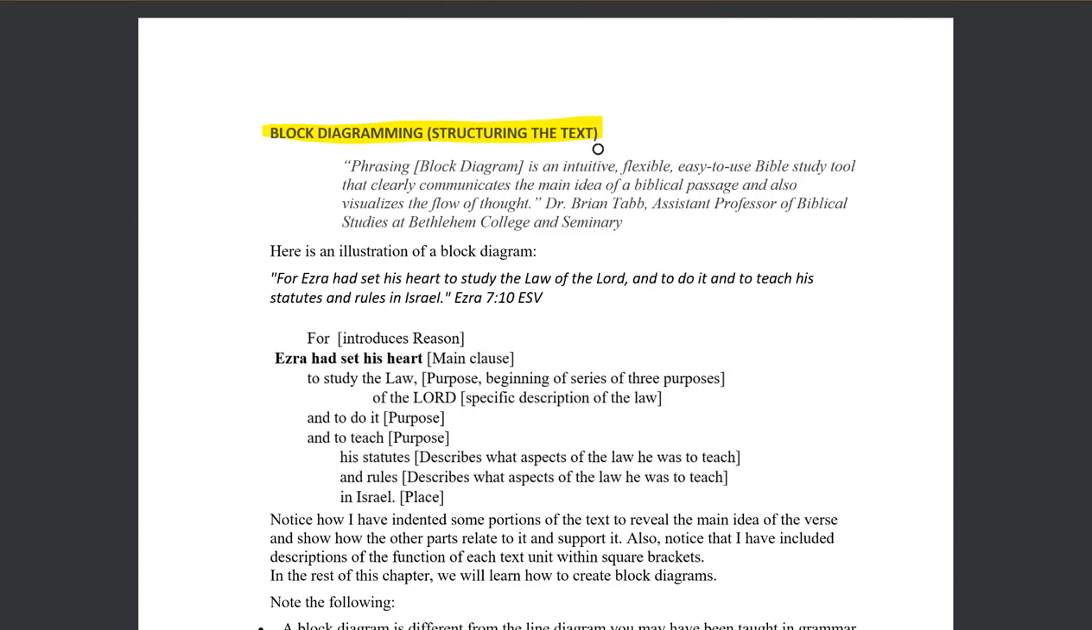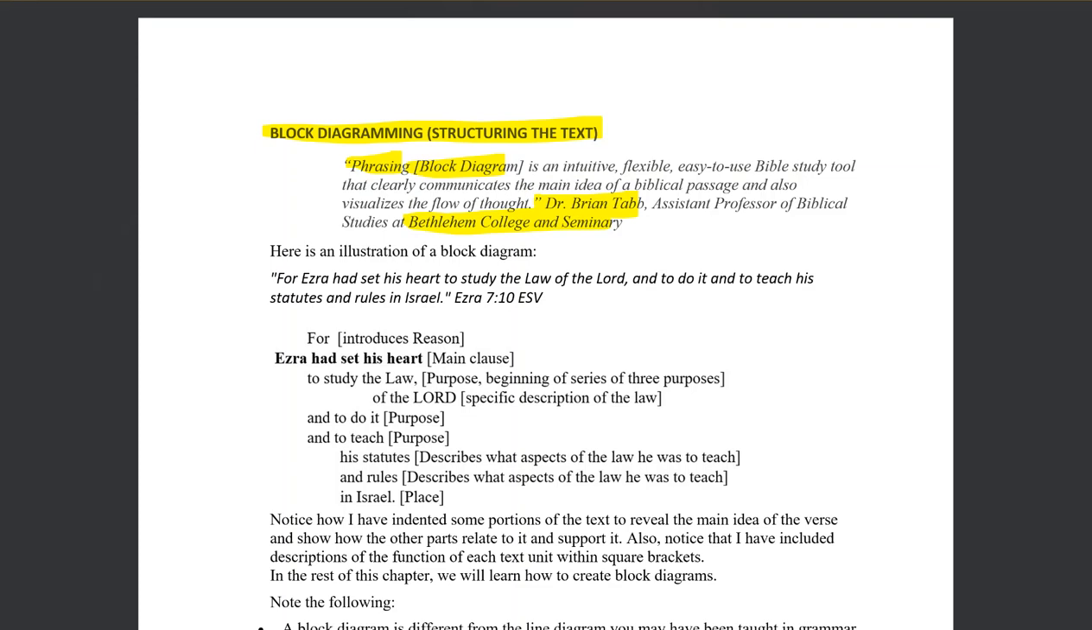And it's a very important and helpful way for structuring a text. Here's a quote for you. "Phrasing, which is also called block diagramming, is an intuitive, flexible, easy to use study tool that clearly communicates the main idea of a biblical passage and also visualizes the flow of thought." That's by Dr. Brian Tapp at Bethlehem College and Seminary.